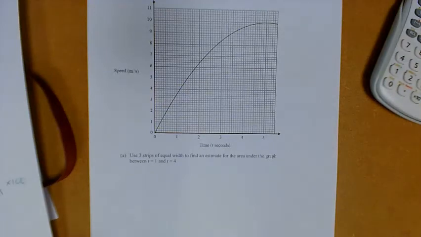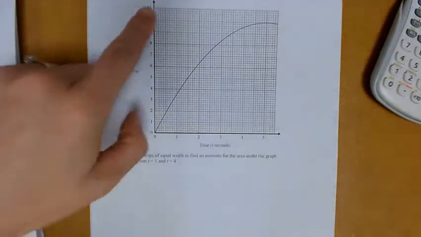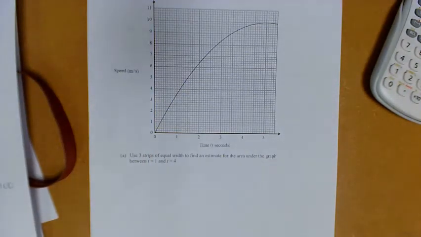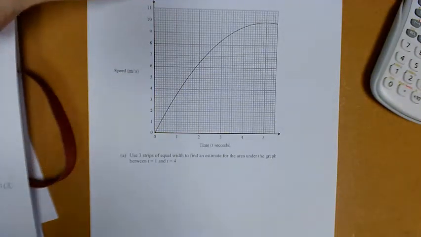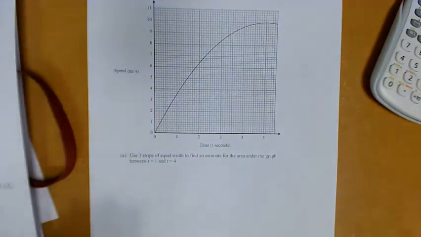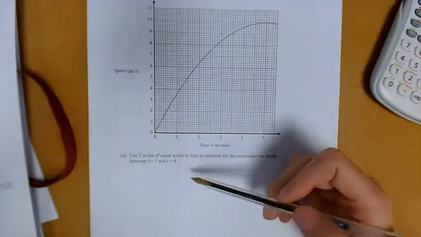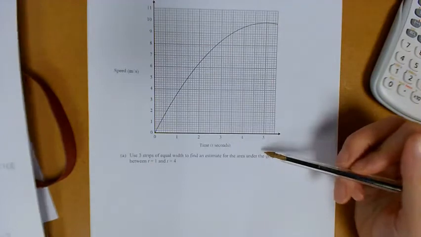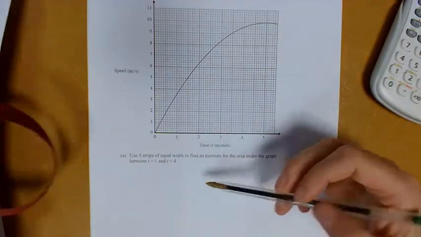Here we have a speed time graph showing the speed in meters per second of an object t seconds after it started to move. We've got the speed on the y-axis and we've got the time on the x-axis. Use 3 strips of equal width to find an estimate for the area under the graph between T1 and T4.